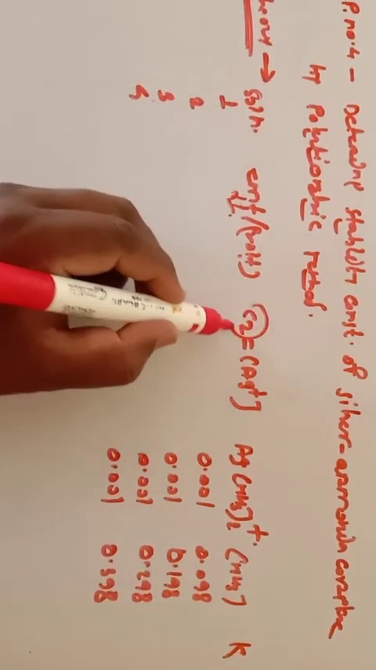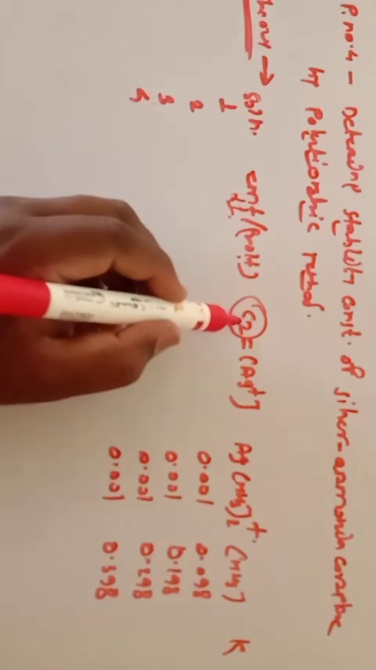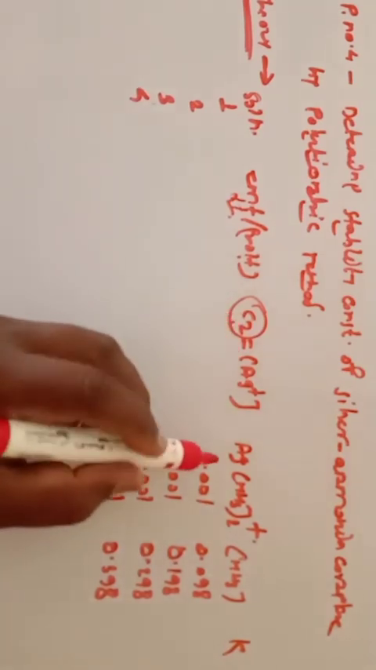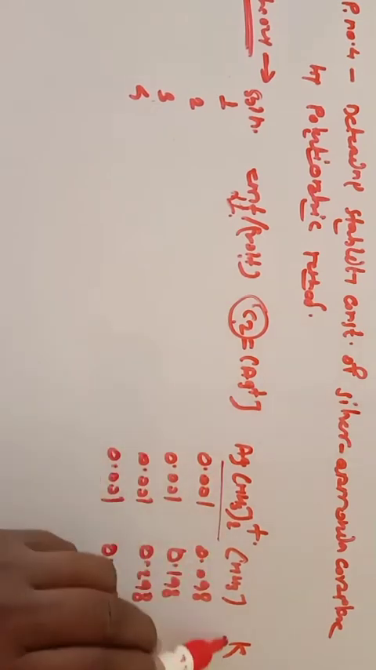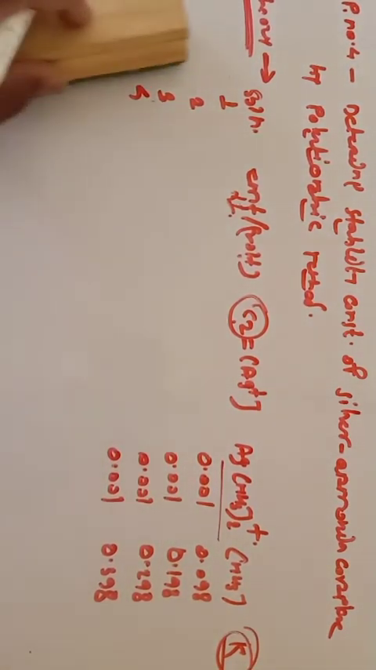Then after knowing the EMF, we can find out the C2 after rearranging the equation of E cell, and then we get this value. After that, we have to find out the stability constant K. So how is this value coming? Let us discuss this value.